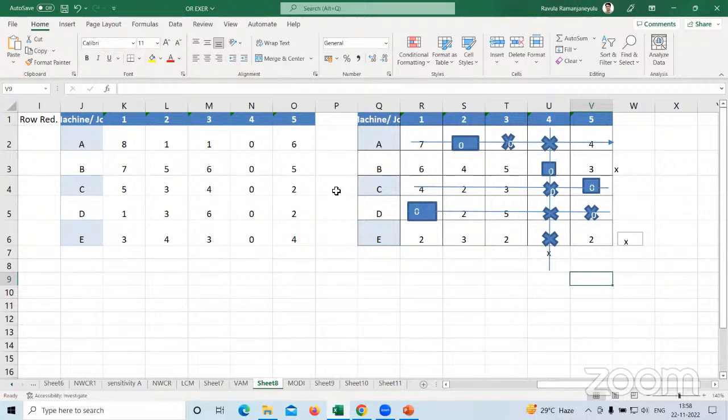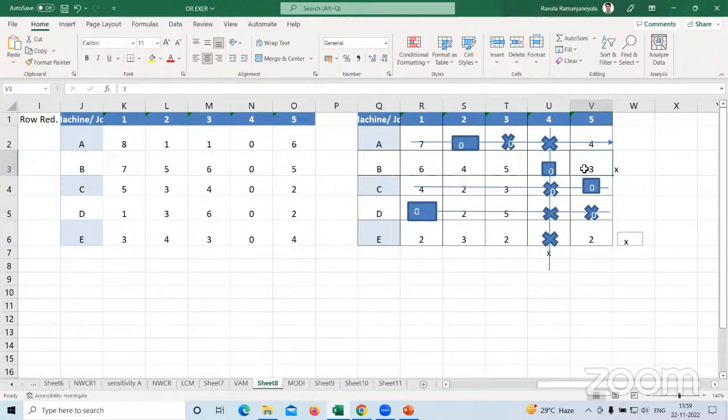You try this, solve it. If not, I'll put it in the next class clearly, stepwise. Sir, now we have to deduct the 7 minus 2, right? No. On the line, nothing is to be done. Only at the unmarked cells.